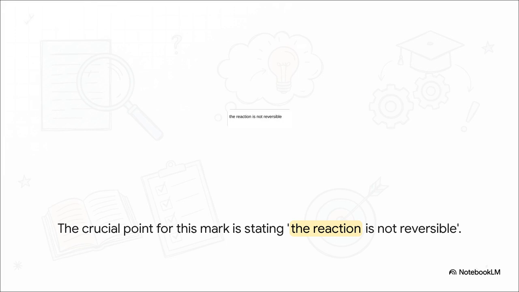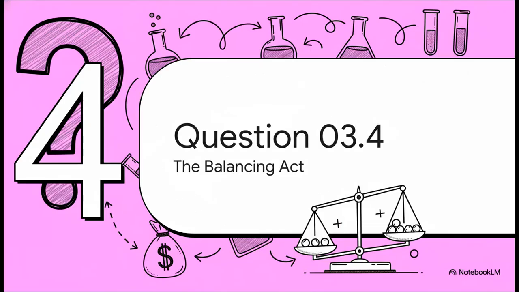Just like before, the mark scheme is incredibly specific. The exact phrase that unlocks this mark is the reaction is not reversible. You couldn't say it can't go backwards or it's a one-way reaction. Even though you mean the same thing, this is the precise scientific language the examiner is trained to look for. Seriously, precision is everything.